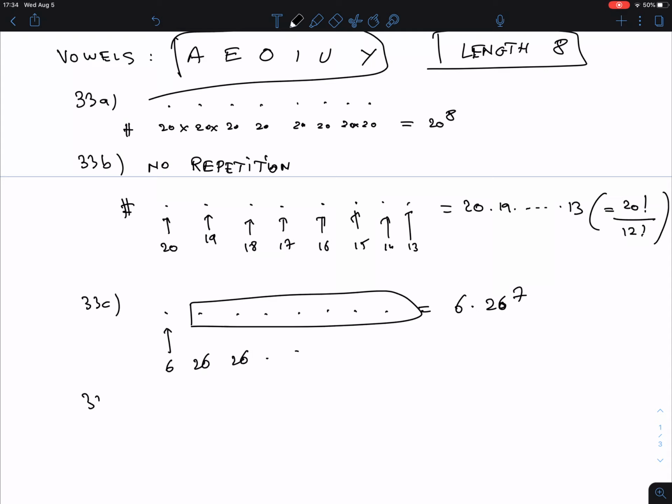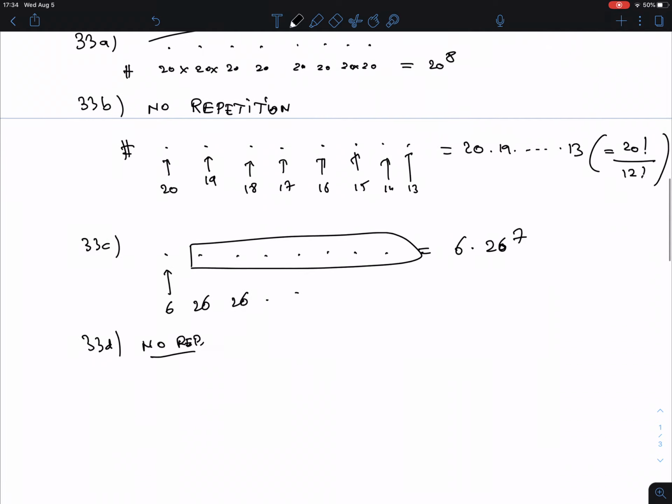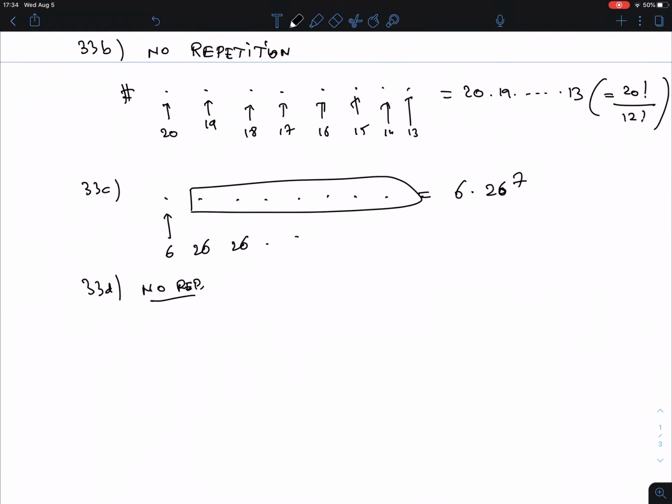What if 33D says the same thing but no repetition? Well, I have to worry about the vowel, right? So, okay, here I have 6 choices for my vowel. Now I cannot repeat. So how many choices do I have left here? Well, I can choose whatever I want. It doesn't have to be a vowel, but I cannot use the vowel that I just used. So here there's only 25 left. Okay, and now I used already 2 letters, so 24 left. And I hope it is clear now. So, and at the 8th spot, well, okay, what is that? 23.